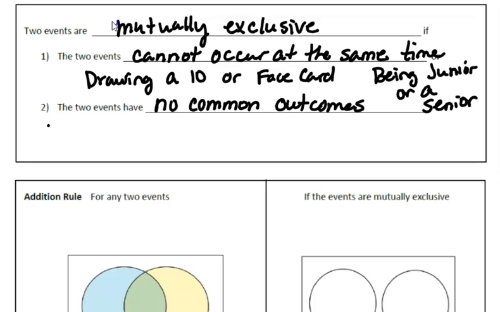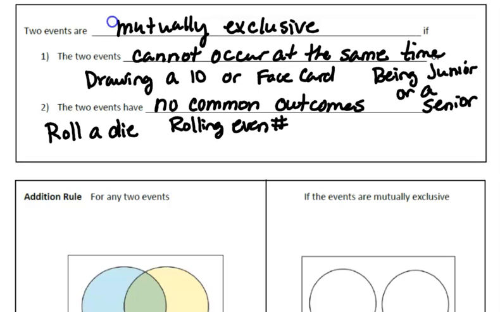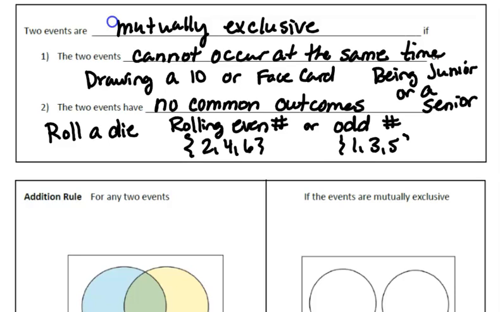An example of that would be if you roll a die and you want to know about rolling an even number or rolling an odd number. Those don't have any common outcomes, because an even number would be 2, 4, or 6, and an odd number would be 1, 3, and 5. So you'll notice when they don't have anything in common, we can just add the outcomes because there's no overlap to worry about.